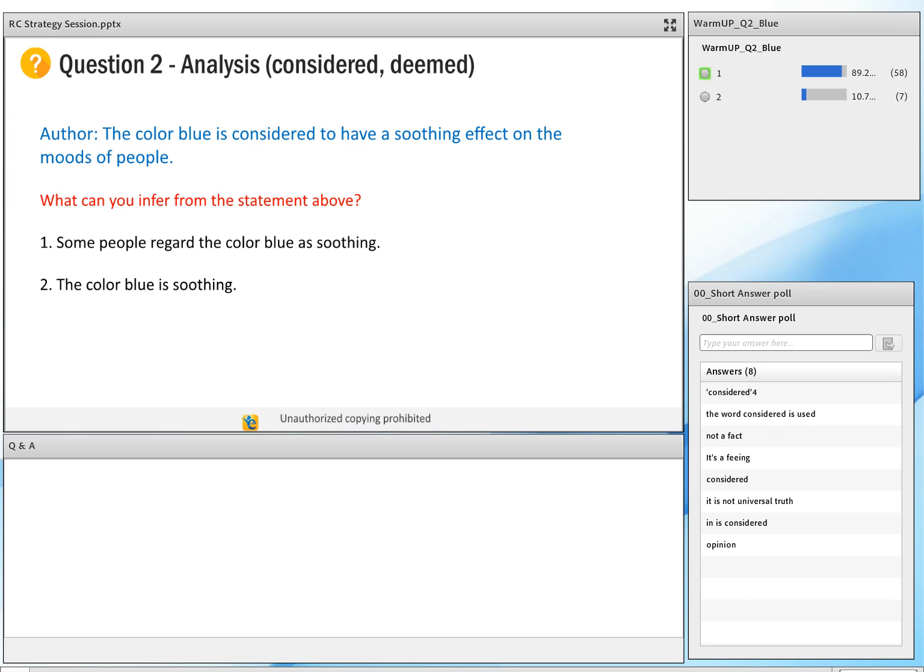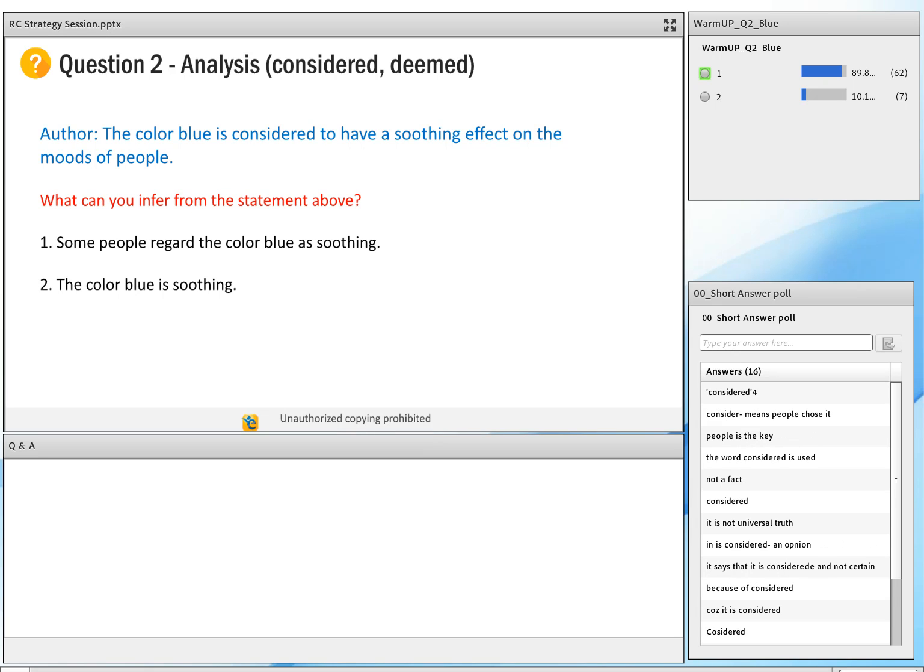Absolutely, the word considered is used. People is not the key. The key over here is considered. Absolutely. Why? Because what we are saying is the color blue is considered to have a soothing effect, right? Which means that only some people think that color blue has a soothing effect on people. Yes, considered means that only some people think it. Absolutely. Thank you for clarifying that. Right. So only some people think that color blue has a soothing effect on the moods of people, right? So that's why you cannot say that color blue is soothing. Good. So all of you understand this part. Now let's come to the passage itself.